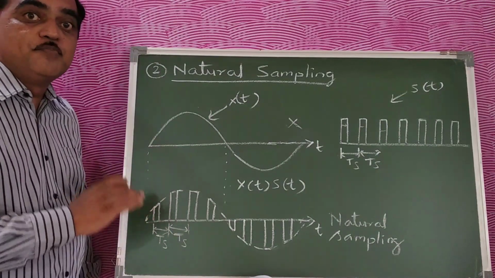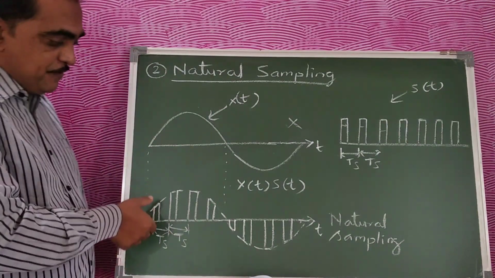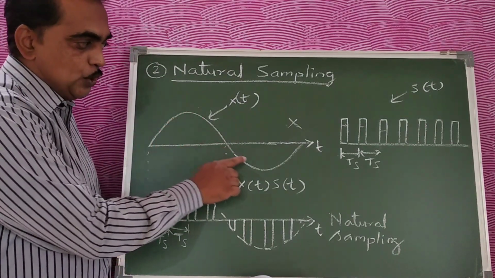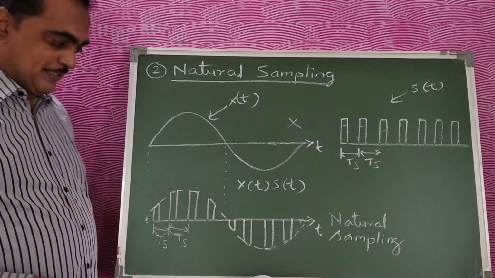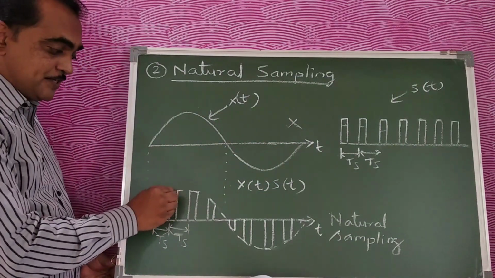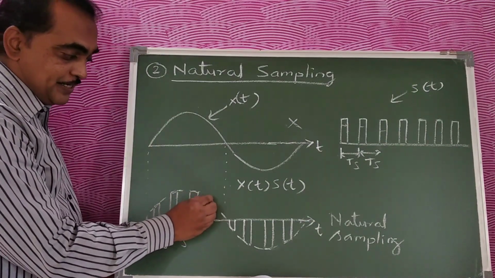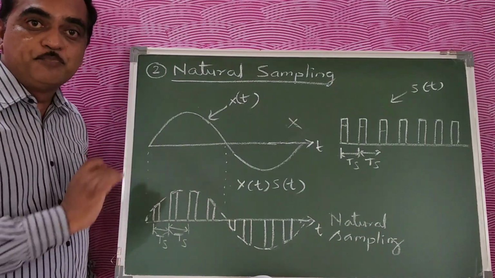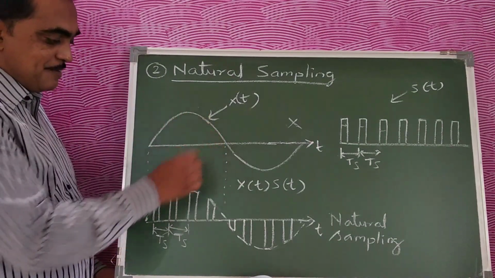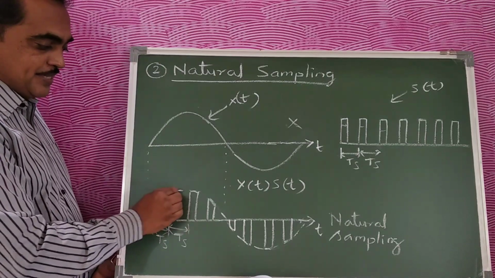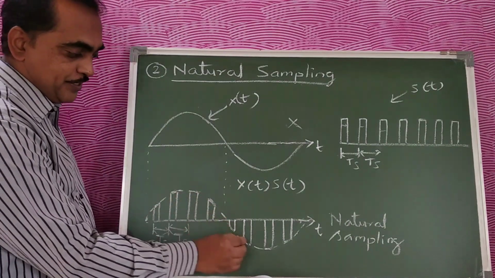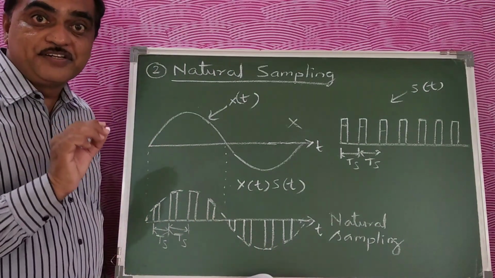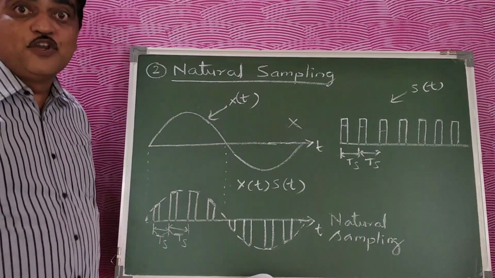Now here the most important point we have to see is, every pulse will vary its amplitude according to the instantaneous value of this analog signal. The top of every pulse, every sample if you see, is varying as the amplitude is varying. It is not holding at one position. Everywhere it is varying as the amplitude is varying. It is not holding straight. It is varying according to the instantaneous value of the amplitude.